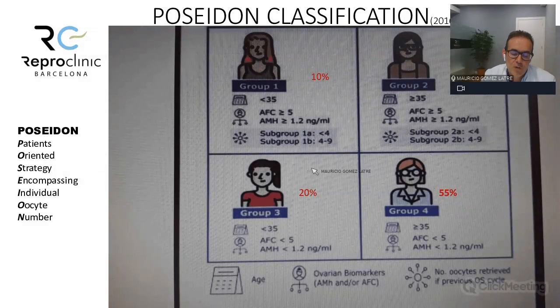Groups 3 and 4 include patients with low ovarian biomarkers. That's why a low ovarian response is predicted. Group 4, older than 35, is the most frequent and the worst prognosis group. As I told before, the main aim of this classification is to stratify the groups to personalize the treatment, optimizing the number of oocytes retrieved and secondarily increasing the ongoing pregnancy rate.